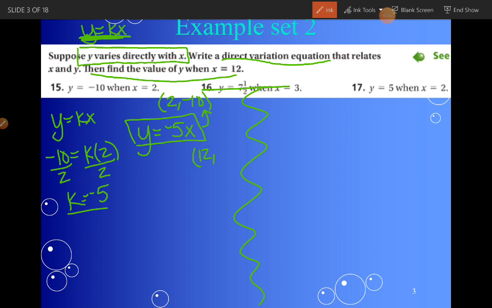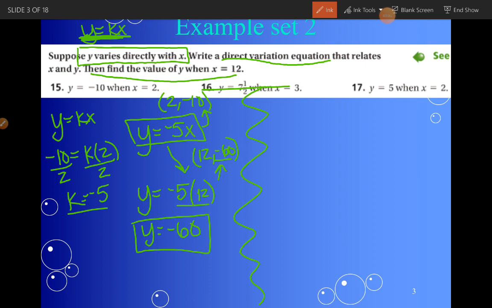Then it says find the value of y when x is 12. So if x is 12, we're trying to find the value of y. We're going to use this equation to help us. We don't know what y is equal to. We know k is -5. We know x is 12. So we can put this in our calculators or multiply it, and I get y is equal to -60. This would be the second part of the problem.